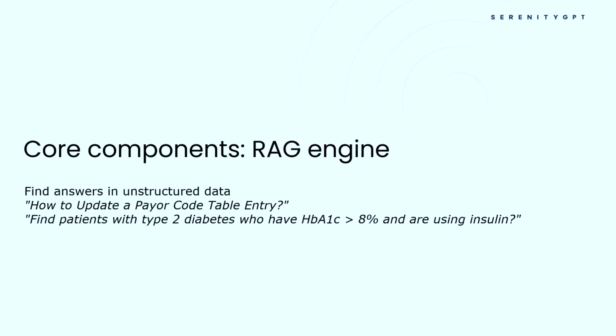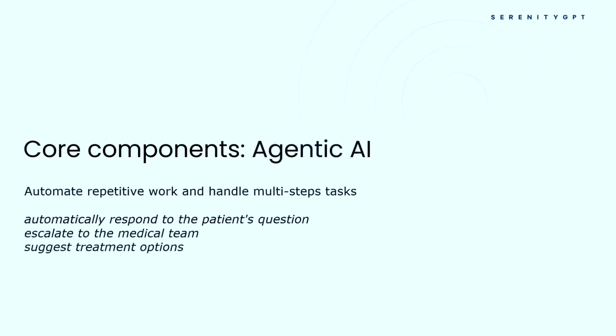It's the RAG engine itself, so that's what, given a question, returns an answer. And it's agentic AI, so that's something that does 2 things. It can help you automate repeatable tasks, but it can also enable deeper reasoning when you are answering complicated questions.